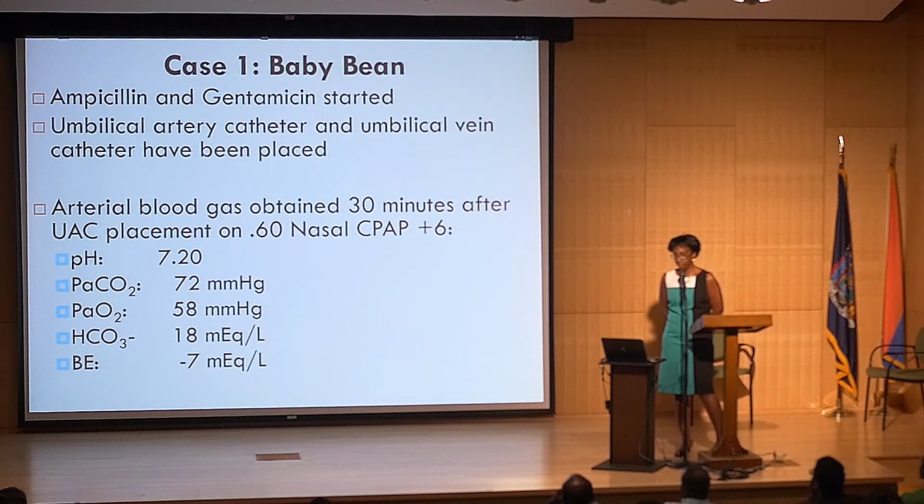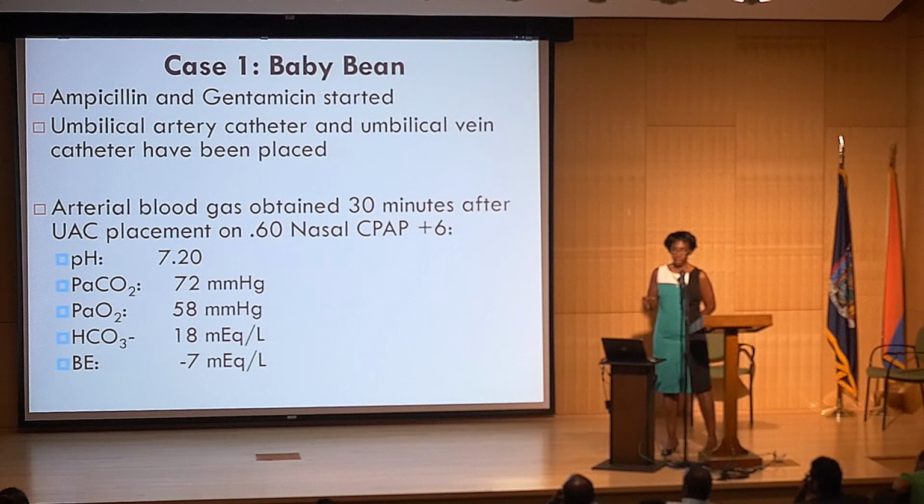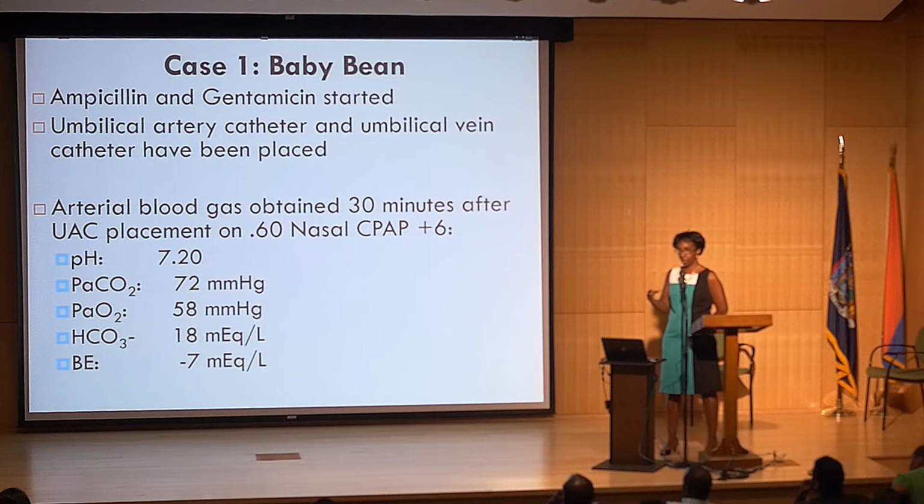Umbilical artery catheter and umbilical vein catheter has been placed for this baby. And now this is the arterial blood gas. So 30 minutes after being placed on the radiant warmer, the baby has been assessed, the baby has been stabilized, they put in a UAC, a UVC line for that particular baby. Probably they've also put in an IV access if they want another IV access. And you have placed the baby on a 60% nasal CPAP plus 6.